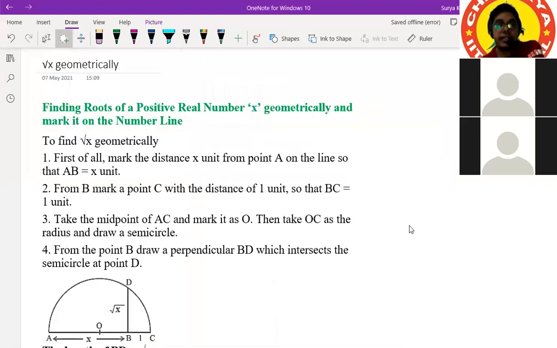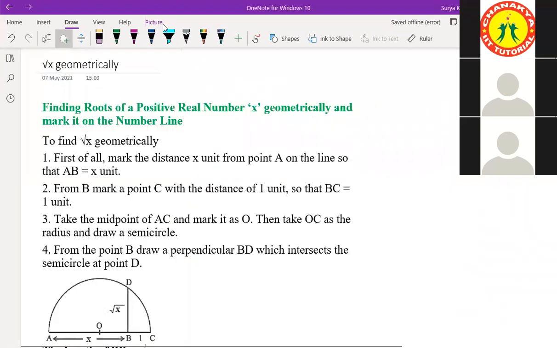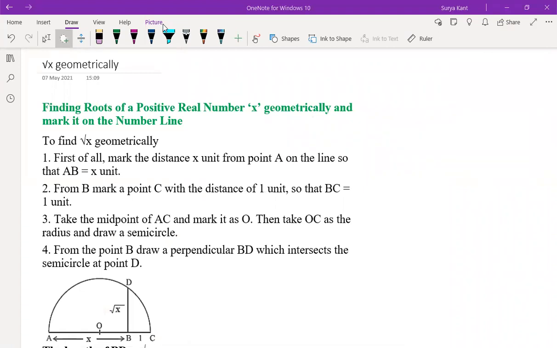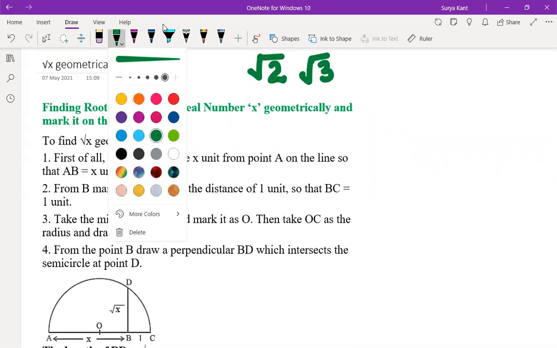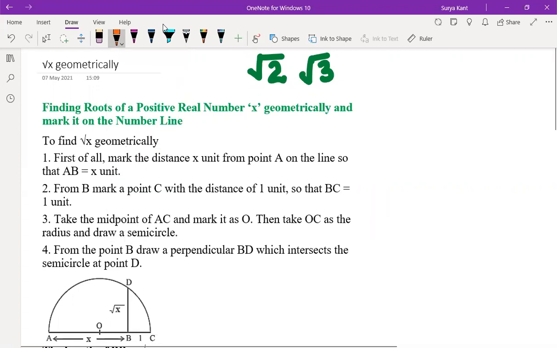So this class we have to learn how to write root 2 or root 3 on the number line. Okay, how to draw root 3 on number line.